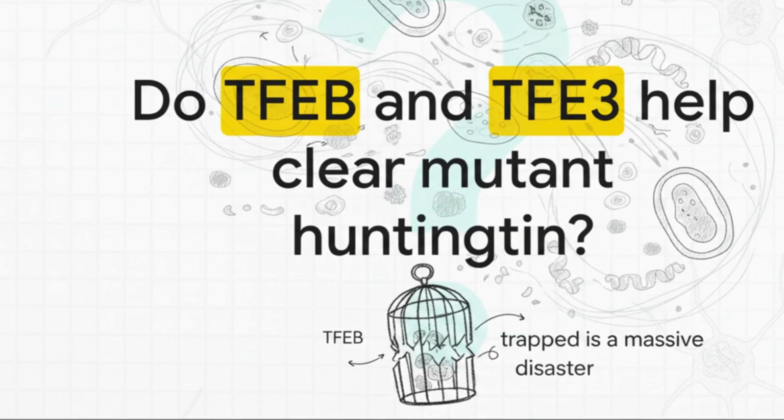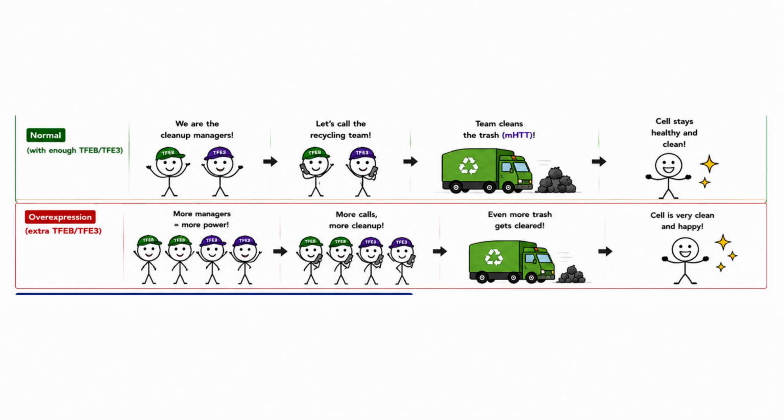To find out, the researchers ran a classic biological test. You add more of something, and then you take it away. First, they forced the cells to produce extra TFEB or TFE3, a process called overexpression. And when they did this, the amounts of both soluble mutant Huntingtin and those big insoluble aggregates significantly dropped. The extra factory managers successfully rallied the cleanup crew.